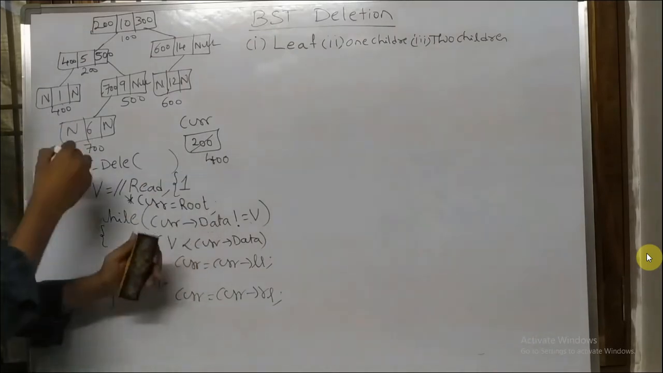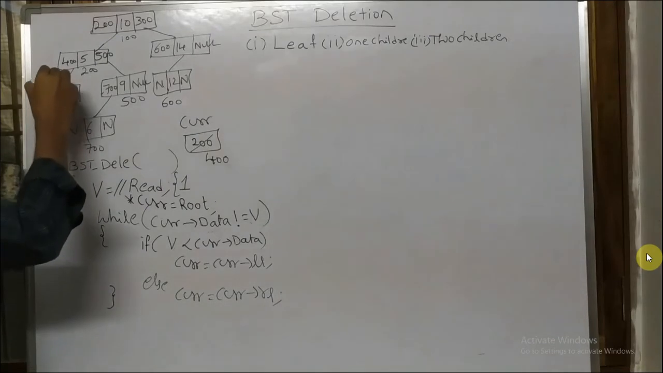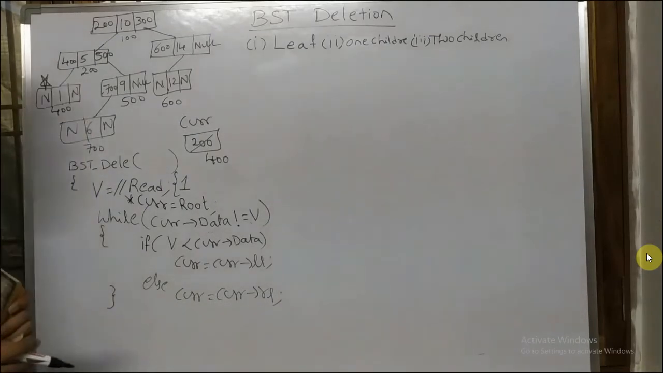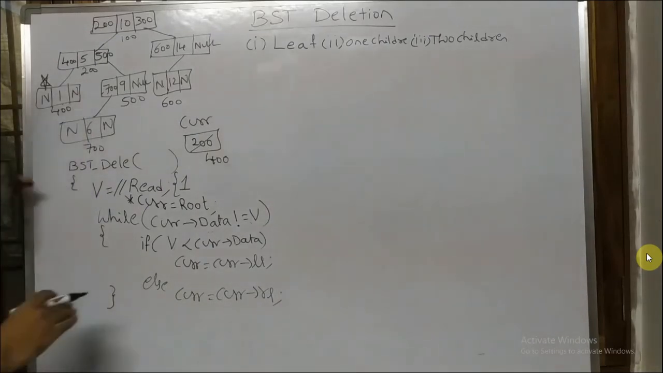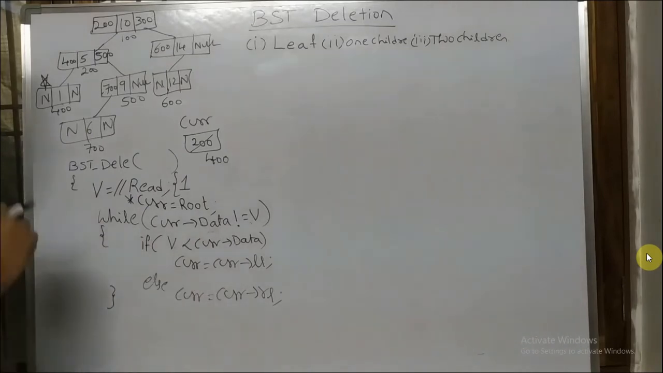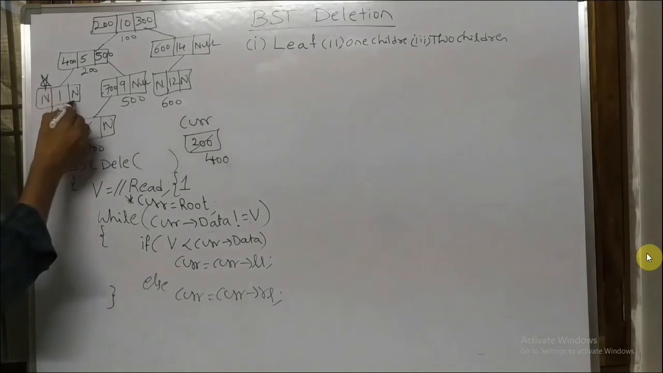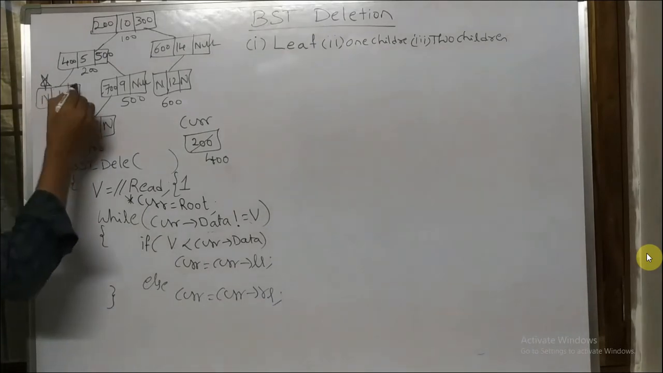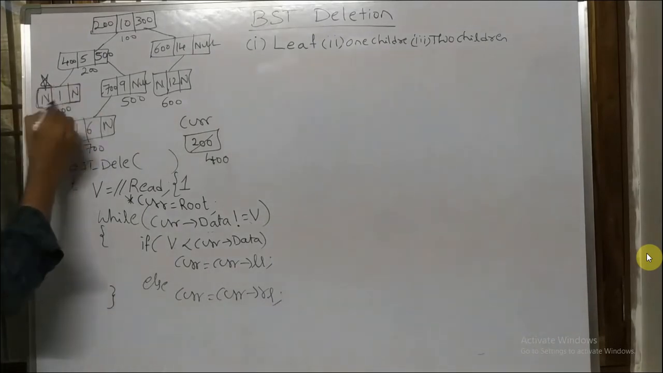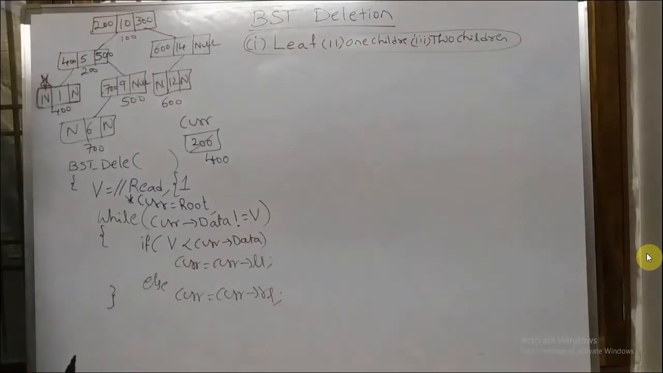No, the condition fails. When the condition fails, it means this is the node that I want to delete. This is the node that I want to delete. So when this condition fails, it comes out of the block. When it comes out of the block, what do you need to do? I have found the exact location of the deleted node. Now what do you need to check? You need to check any one of these three conditions.